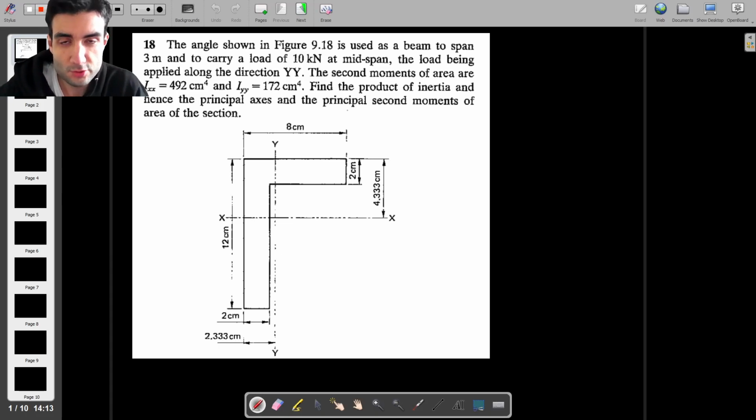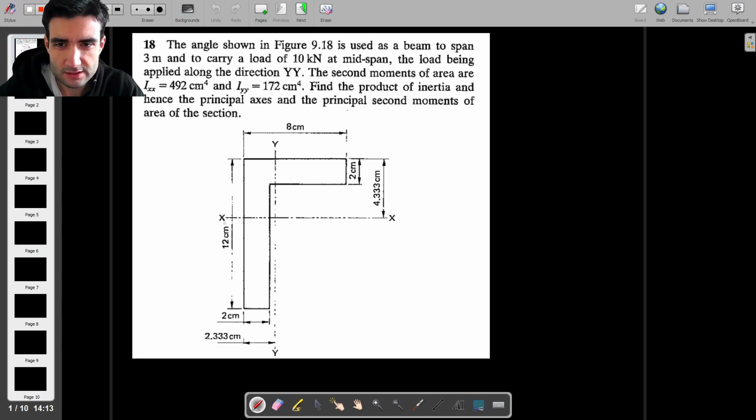Here's a second-year solid mechanics problem which explores the idea of asymmetrical bending. For this problem, we don't actually look at the stresses, but instead we just look at an asymmetrical cross-section, and we try to find the direction of the principal axis as well as the product of area.